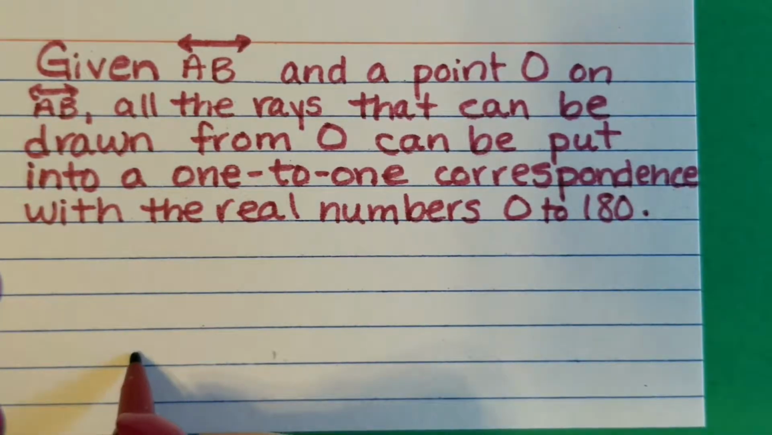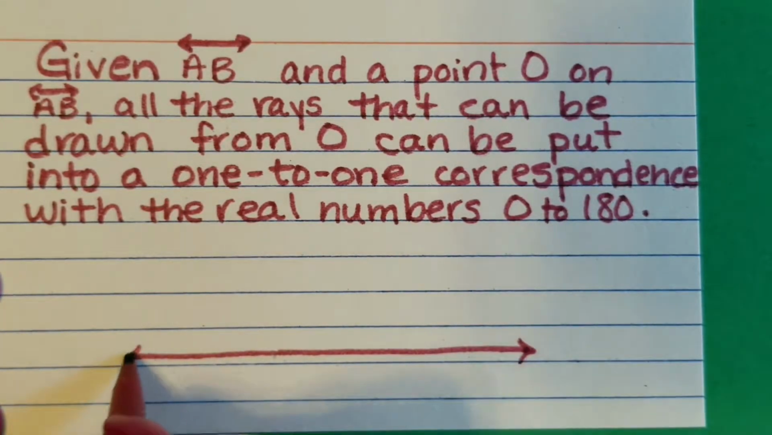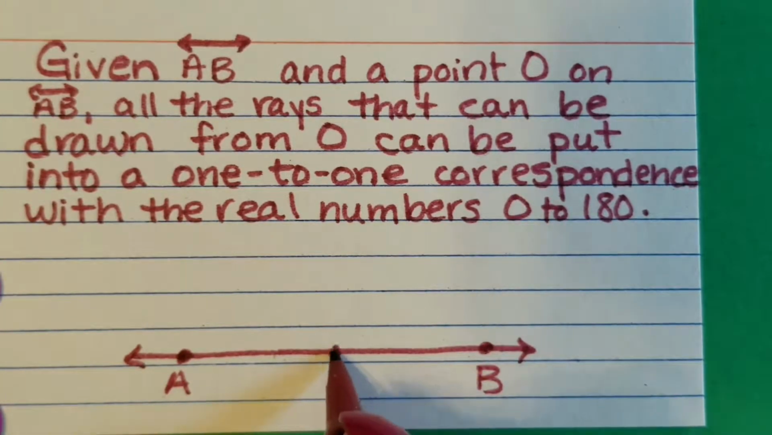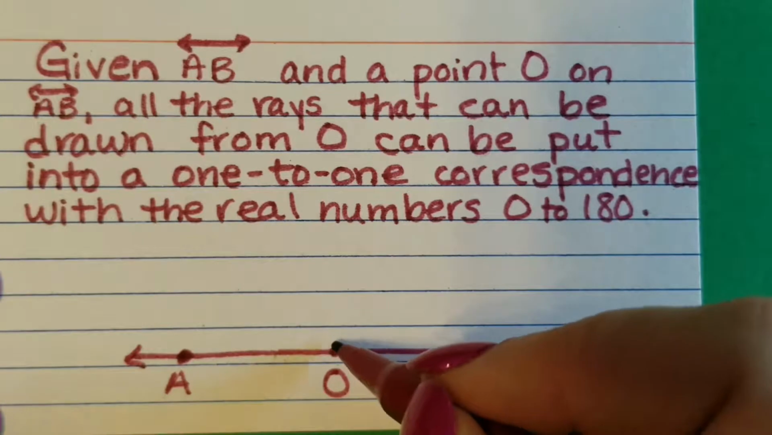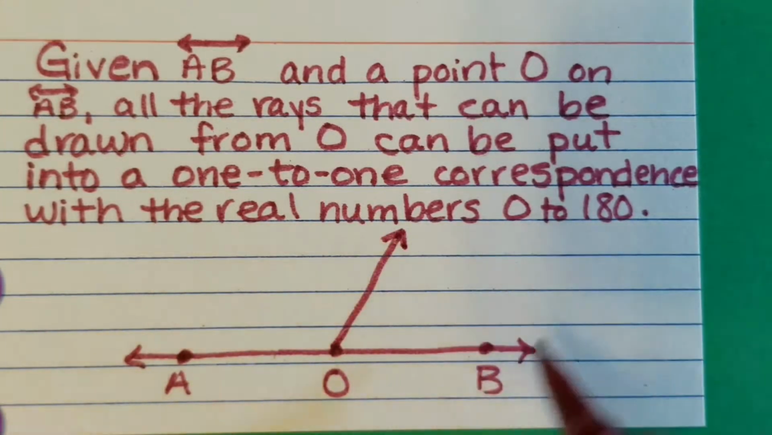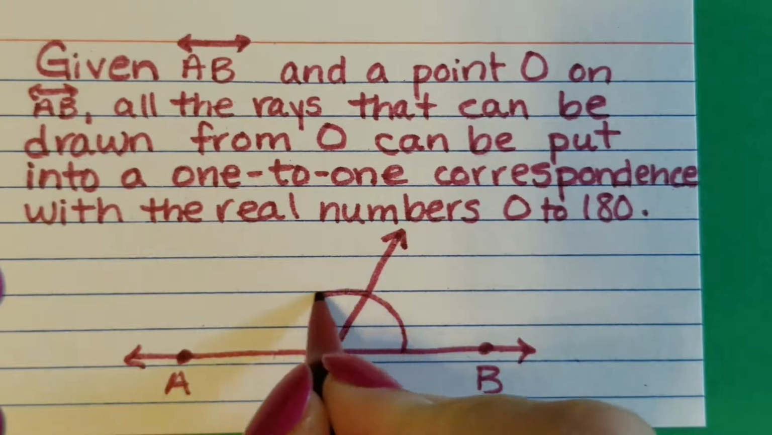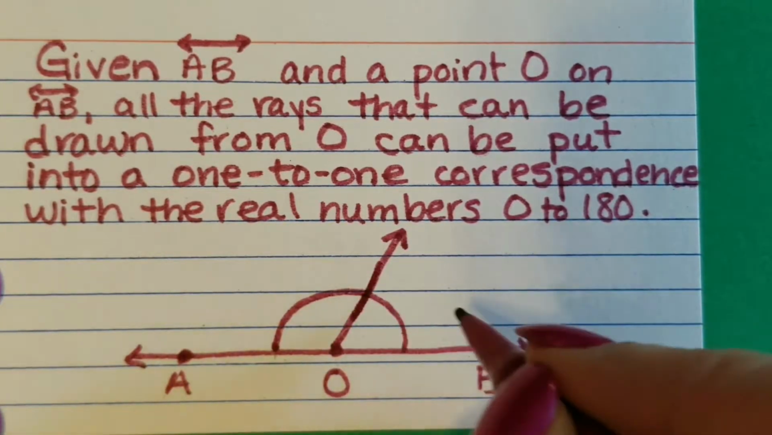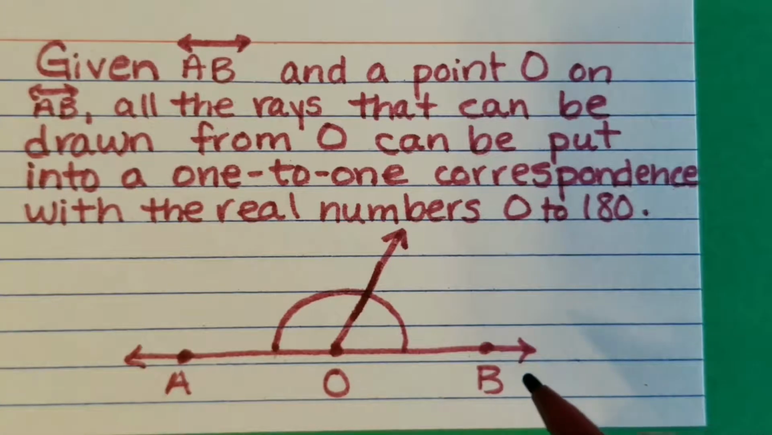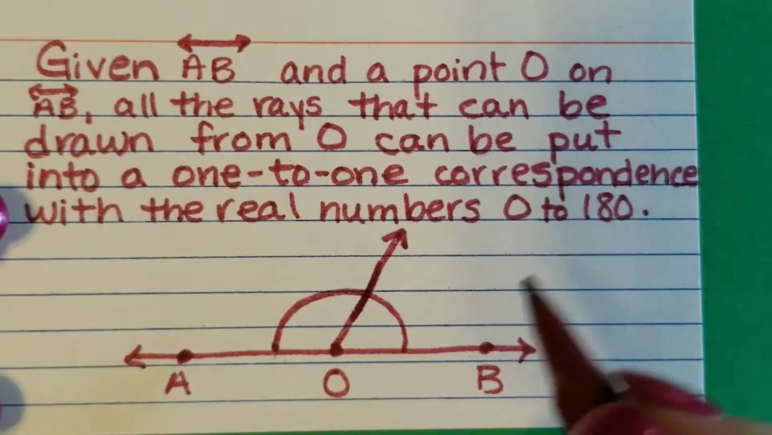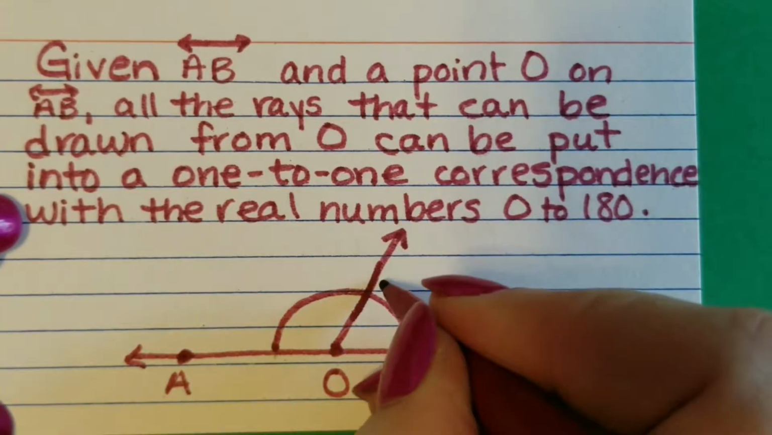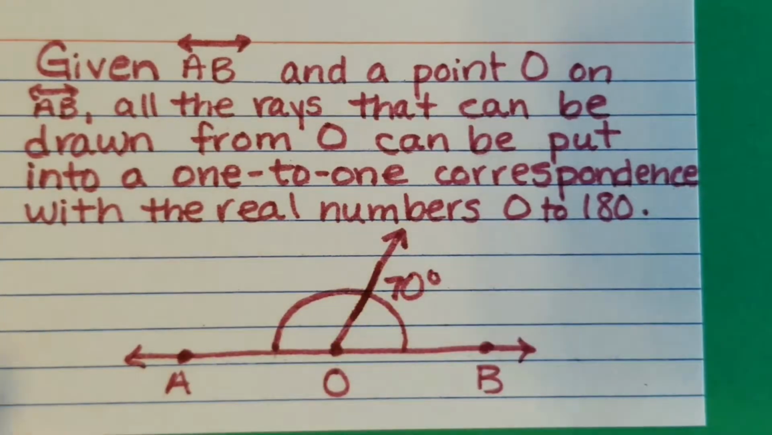So let's draw that line. And then we have O here. Any line or ray that we can create, we can put a protractor on there, and this measure right here that this ray makes is a number from 0 to 180. So if a straight line is 180, this might be something like 70. And we can use a protractor to determine that.